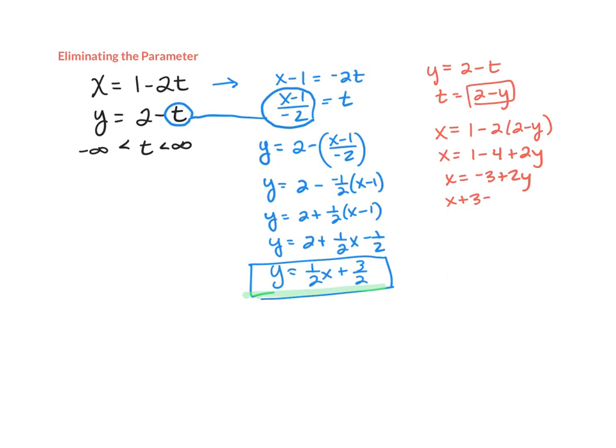x plus 3 would equal 2y. And y would equal positive 1/2 x plus 3/2. And that's another way of getting to that answer. It didn't really matter which way we did it.